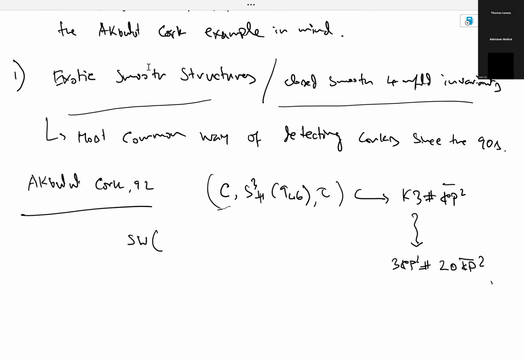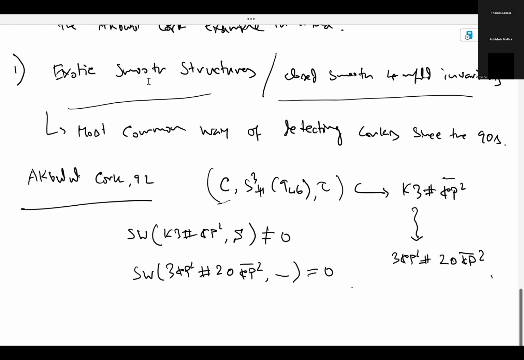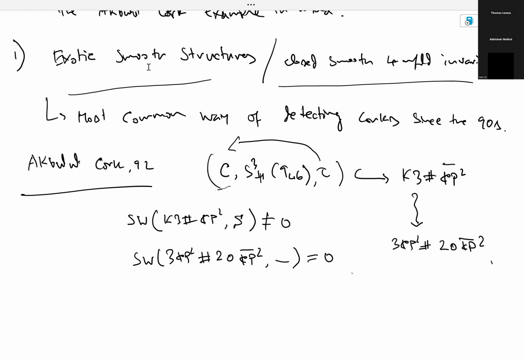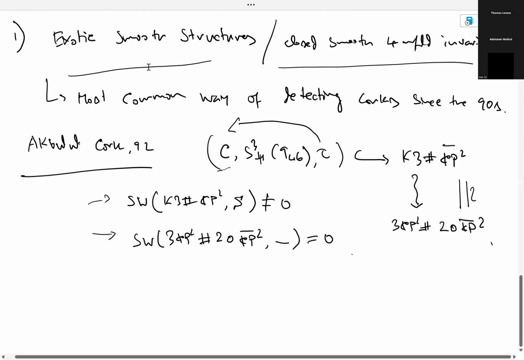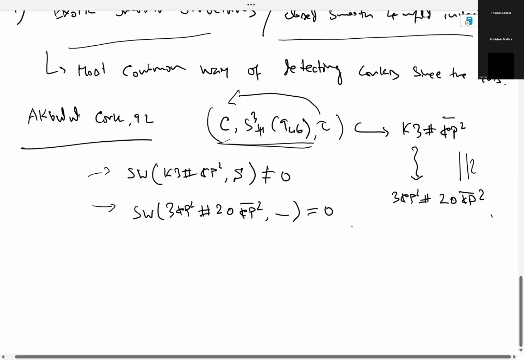And then the Seiberg-Witten invariant for blown up K3 with respect to one particular spin C structure that comes from the canonical spin C structure is non-zero, whilst the Seiberg-Witten invariant of 3 CP2 connect sum 20 CP2 bar with respect to any spin C structure is always zero. So that tells you that, suppose tau does extend smoothly over C, then you'll get a diffeomorphism between these two manifolds. But then they should have equal Seiberg-Witten invariant. So that shows that tau cannot extend over C smoothly. So this is how, in essence, he showed that the Akbulut cork is actually a cork.